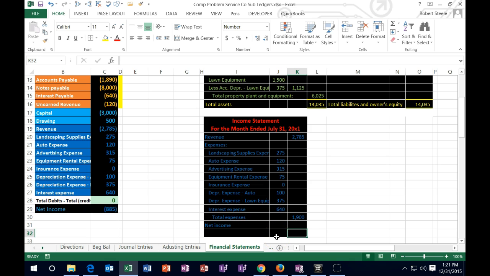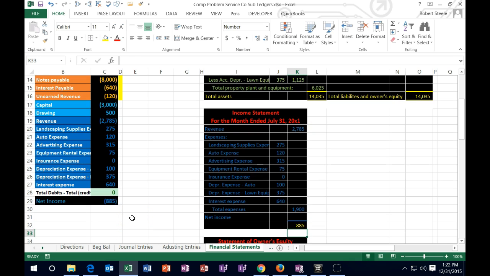We're going to calculate that with an equals. We can't use the sum because it's a subtraction problem. It's going to be the revenue minus the expenses. That's how we calculate the net income. And what's it going to be? It's going to be hopefully that 885 right there. There it is. All right.